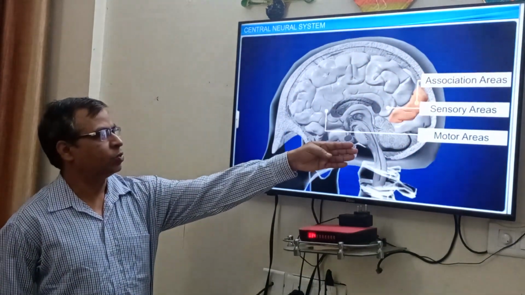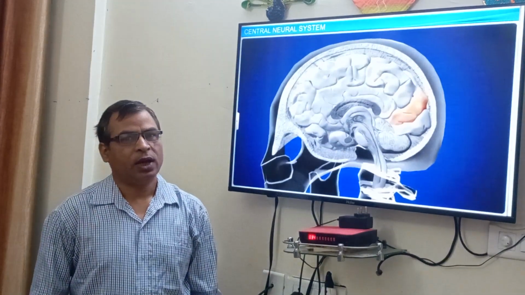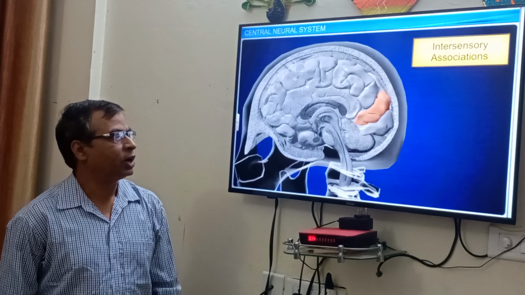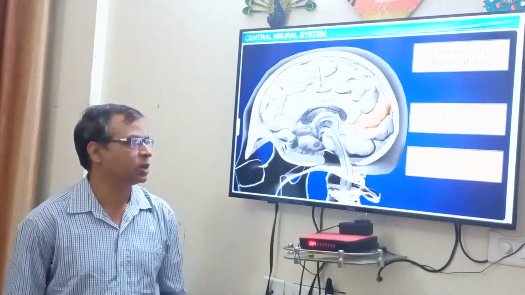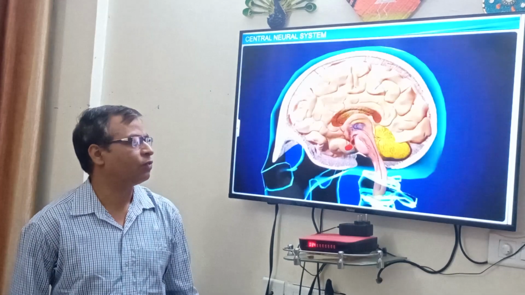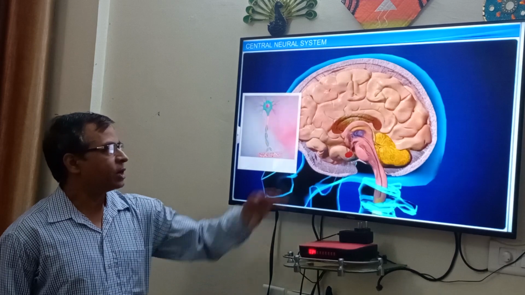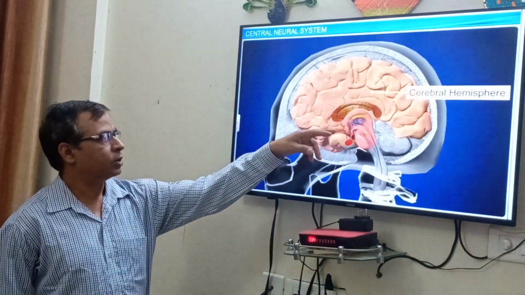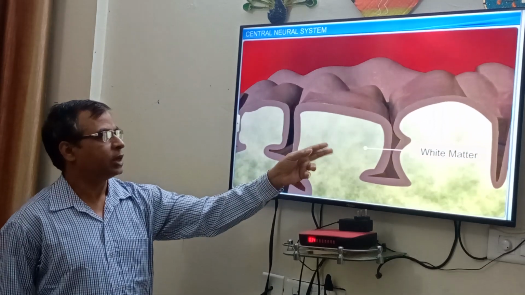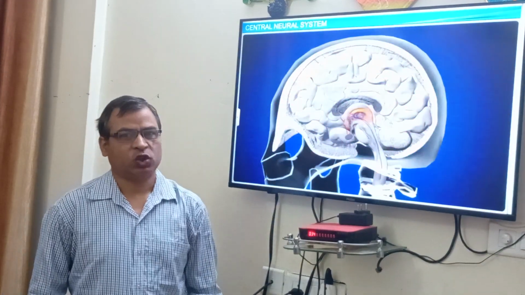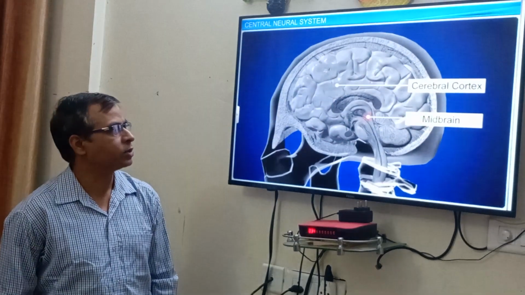The cortex has a motor area, sensory area, and association area. The association area has different functions like intersensory association, memory, and communication. These are very complex activities or functions. Inside the cerebral hemisphere, there is white matter. It has an abundance of myelinated axons, so it is white in color.